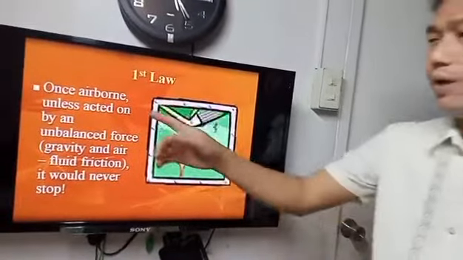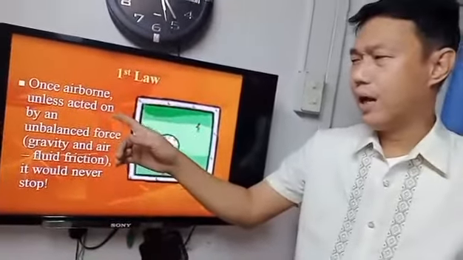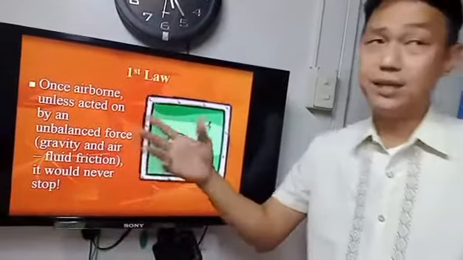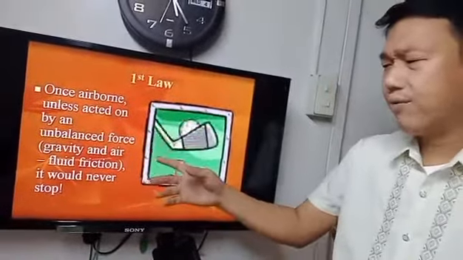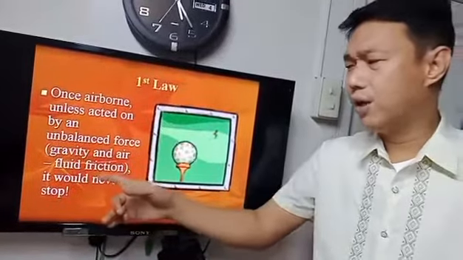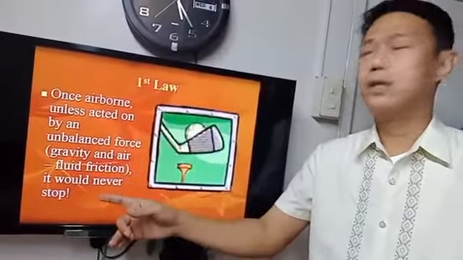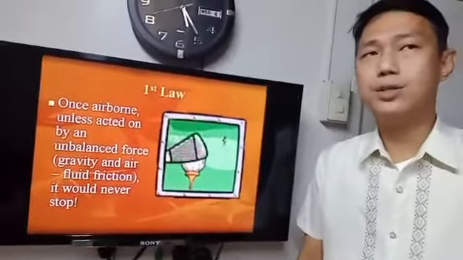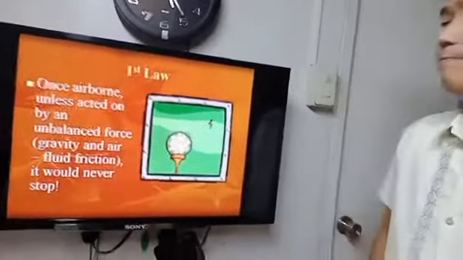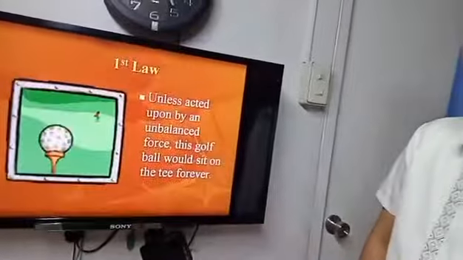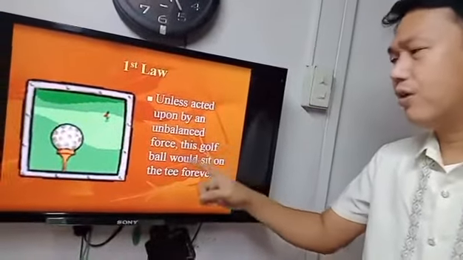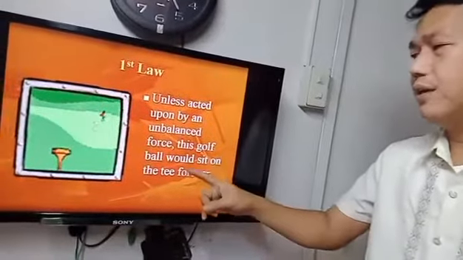Once airborne, unless acted upon by an unbalanced force, let's say gravity or air-fluid friction, the object would never stop. It will continue to travel in a straight line with constant speed. Unless acted upon by an unbalanced force, this golf ball would sit on the tee forever.